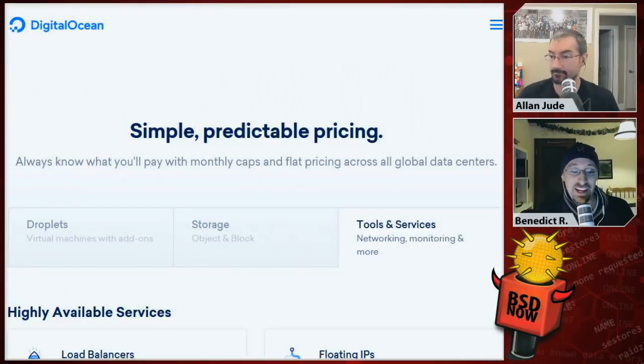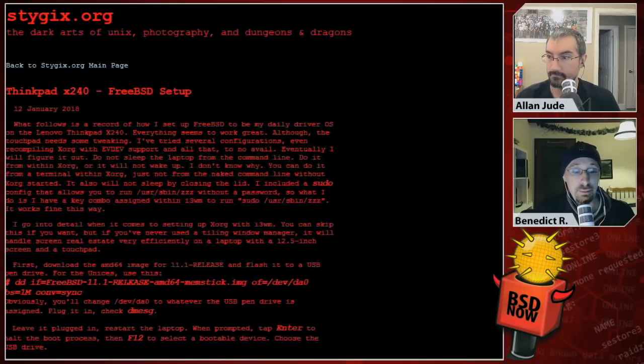Okay. Up next is a FreeBSD setup for a ThinkPad X240. So ThinkPads are super popular with BSD. And not just the FreeBSDs, but also OpenBSDs using them quite heavily in various variants. But this one is for the X240. And yes, it says, what follows is a record of how I set up FreeBSD to be my daily driver OS on the Lenovo ThinkPad X240.